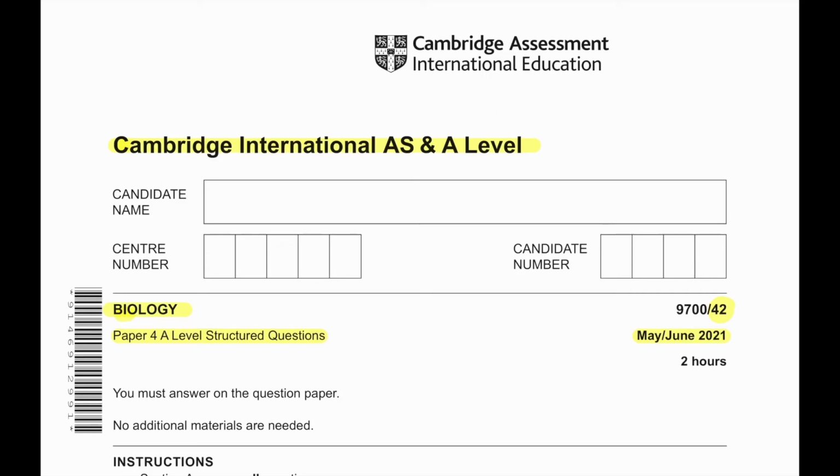Hello everyone. Today we'll be solving Cambridge International AS and A-Level Biology Paper 4 A-Level Structured Question May-June 2021 Paper 4-2. We'll be solving today from question number 6 to question number 10.